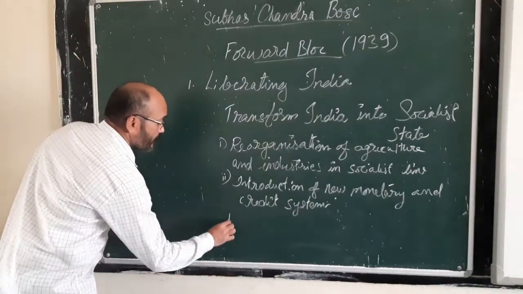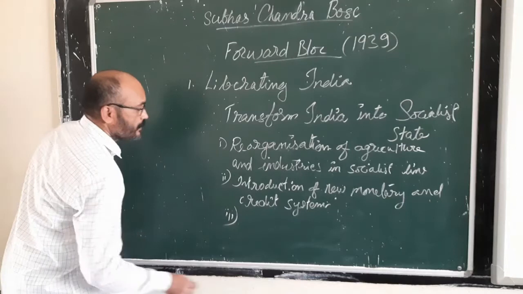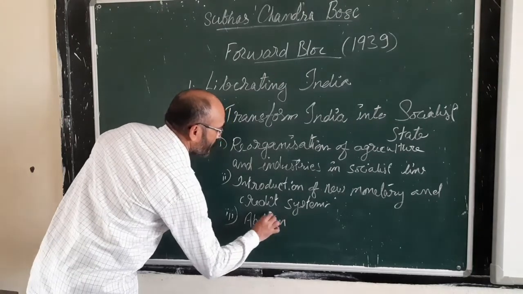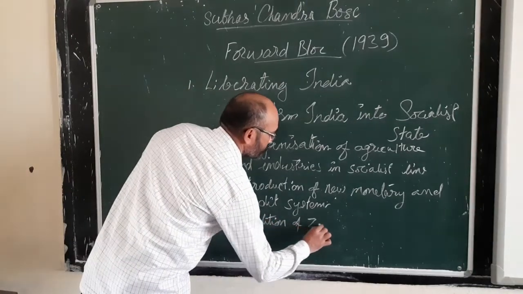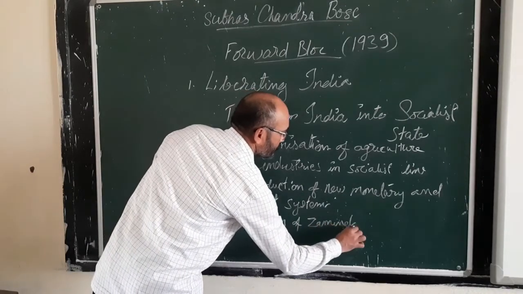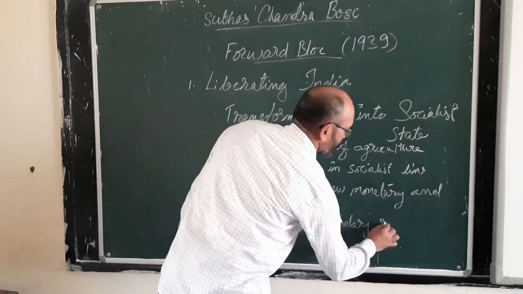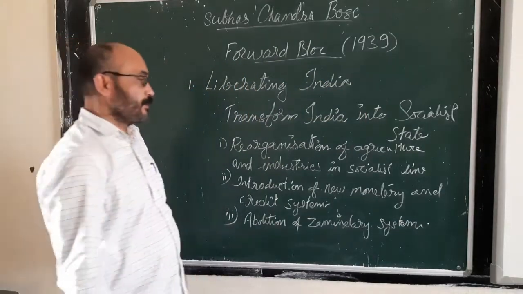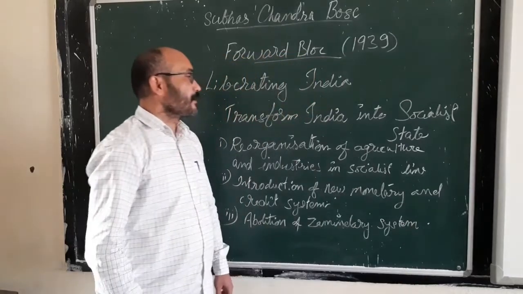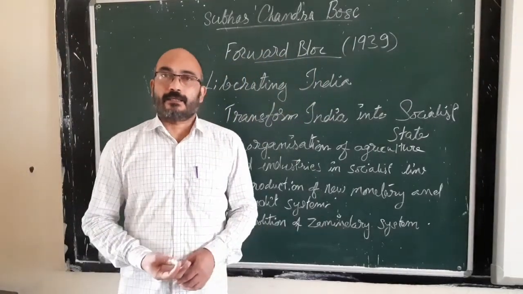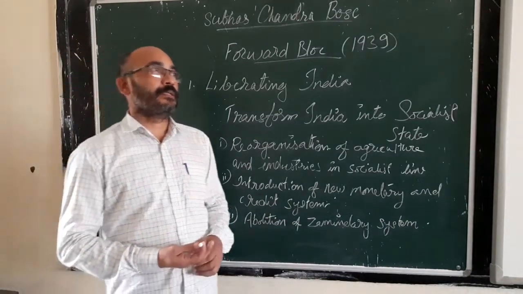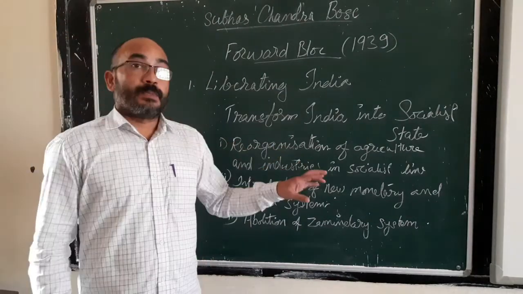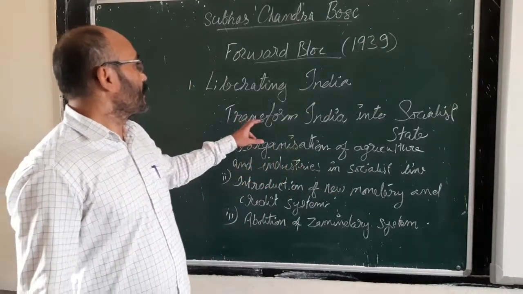And third one, and the most important one, abolition of the zamindari system. You may know what the zamindari system is: holding of land by a zamindar, and people are working on the land of the zamindar. That is the zamindari system.